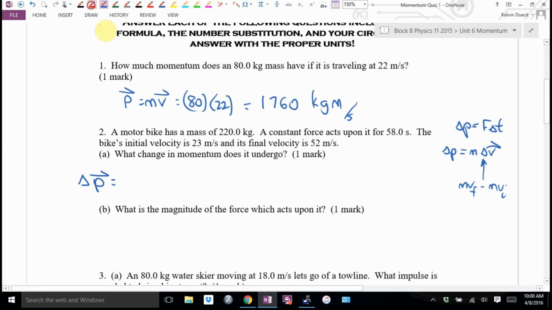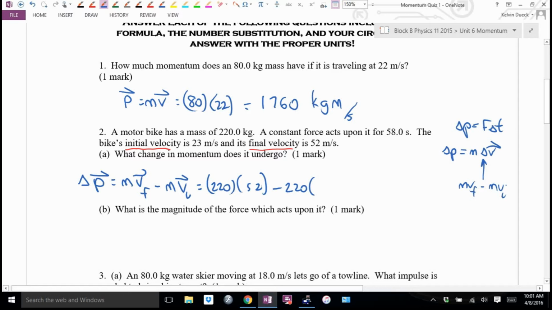You know what? I see an initial velocity. I see a final velocity. I think I'm going to go like this. mv final minus mv initial. Or I could go v final minus v initial first and then times that by m. It's going to be 220 v final 52 minus 220 v initial.